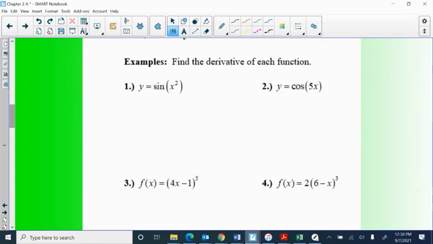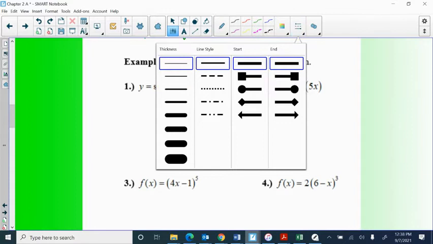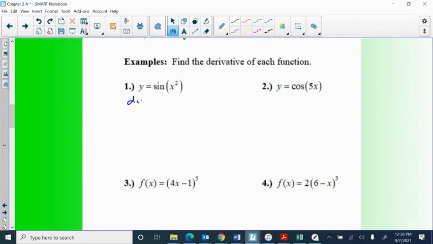So y equals sine of x squared. Again, it doesn't matter. Sine of what? Just cover it up. Derivative of sine is cosine. You cannot change what's inside the function. So dy/dx is equal to cosine of x squared. And then do the derivative of x squared, which is 2x. Okay? And it's just a one and done thing.